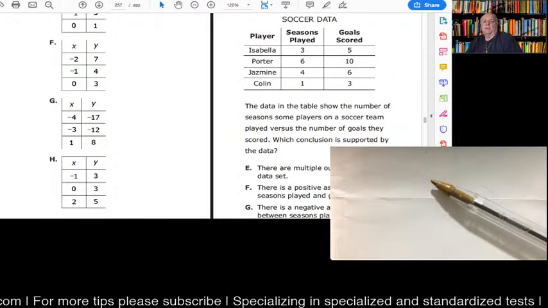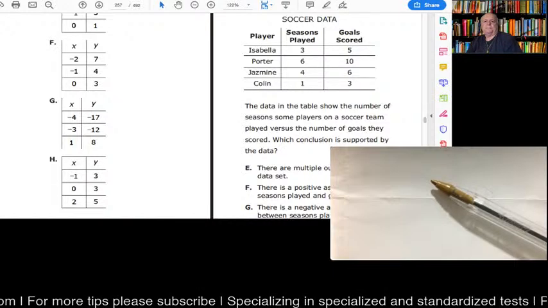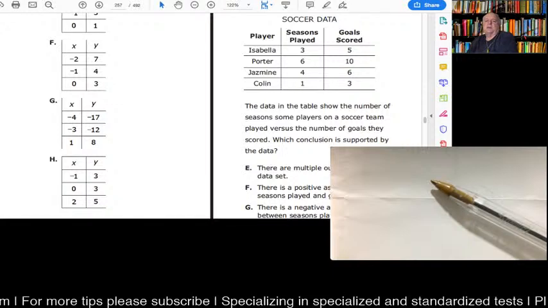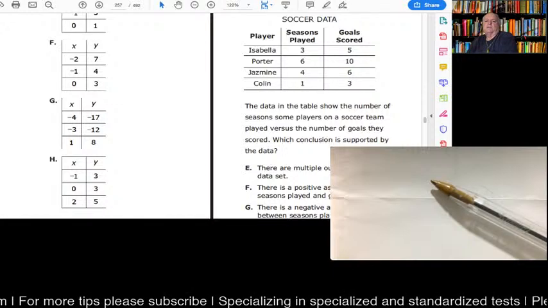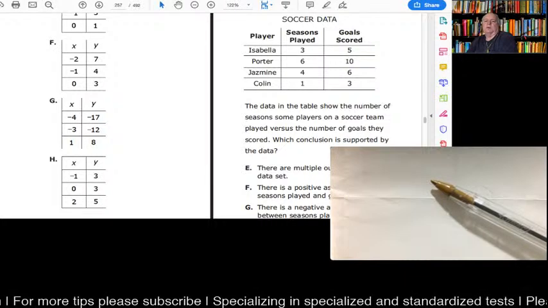So then we come in, let's just make sure we're live. Yes, we are. The data in the table shows the number of seasons some players on a soccer team played versus the number of goals they scored. Which conclusion is supported by the data?